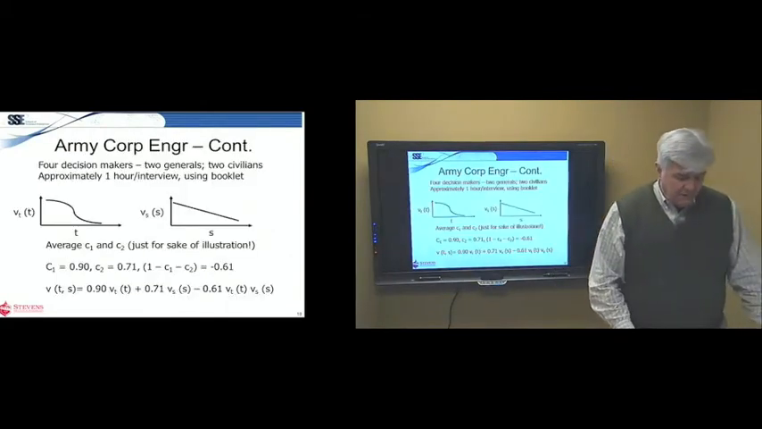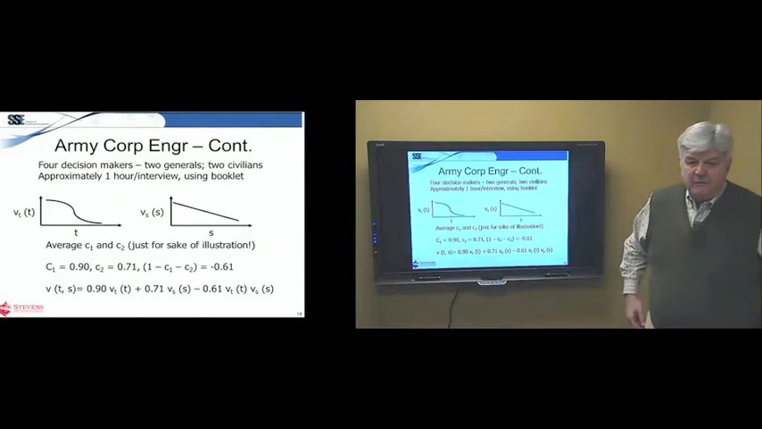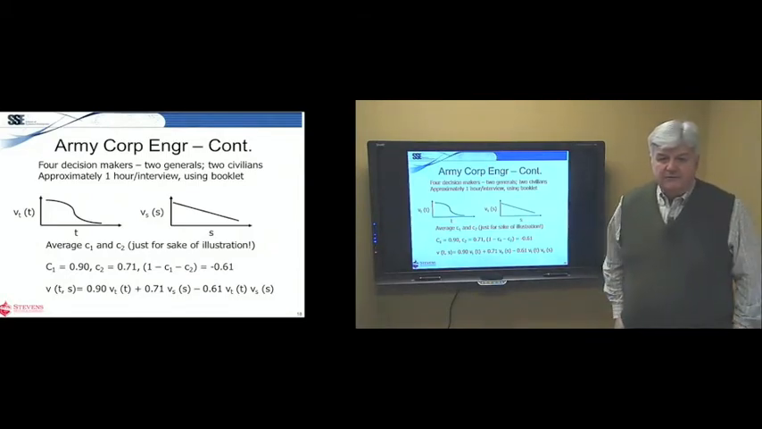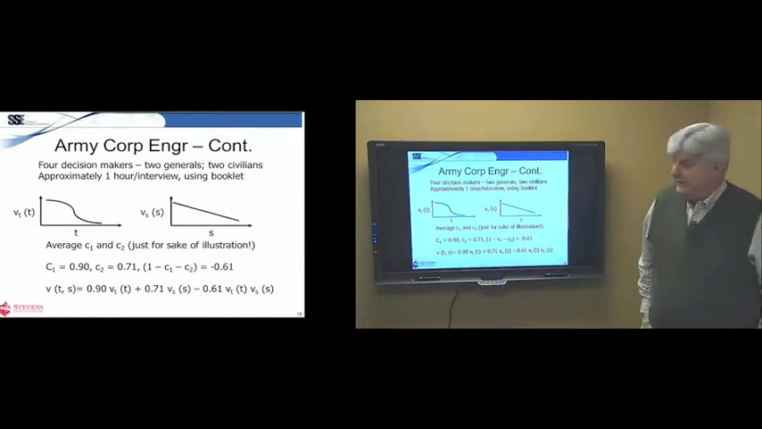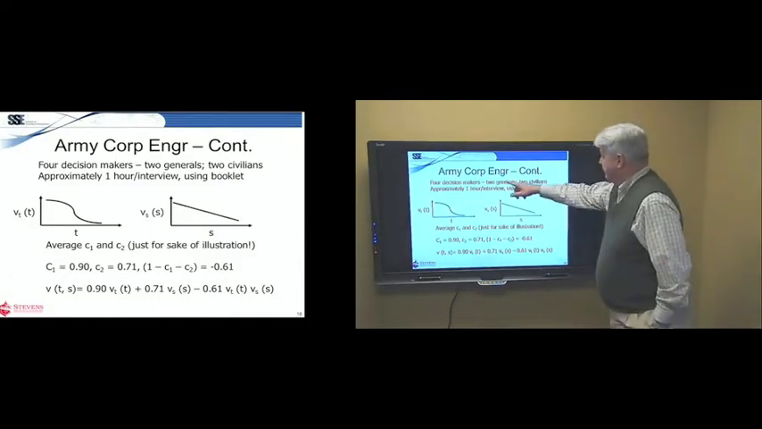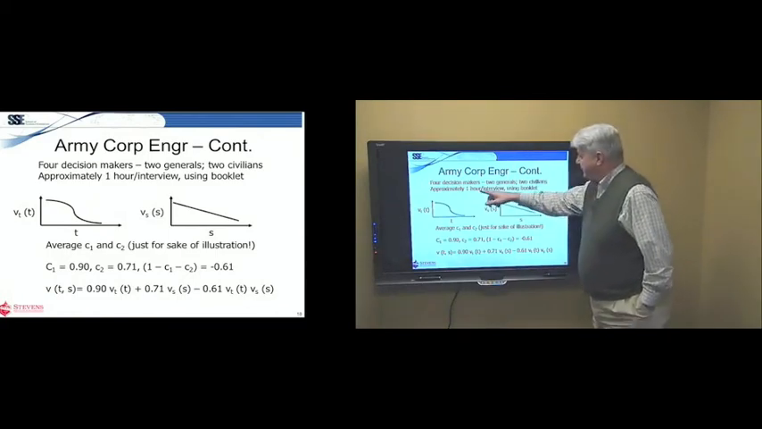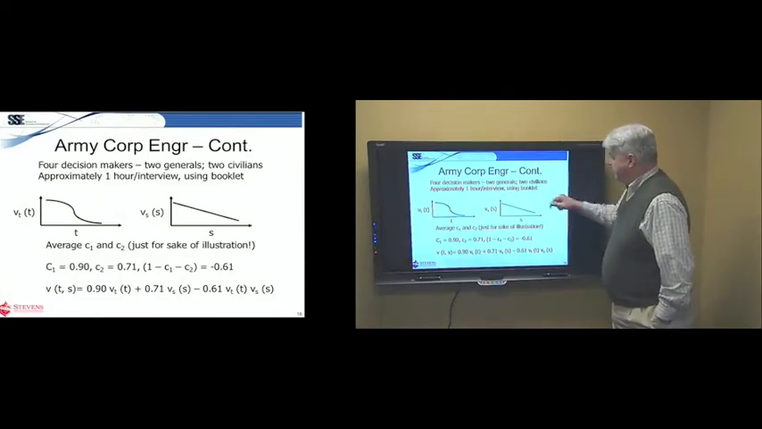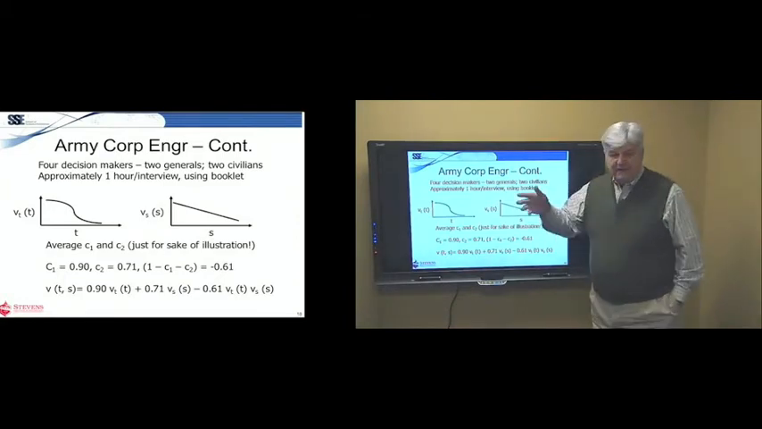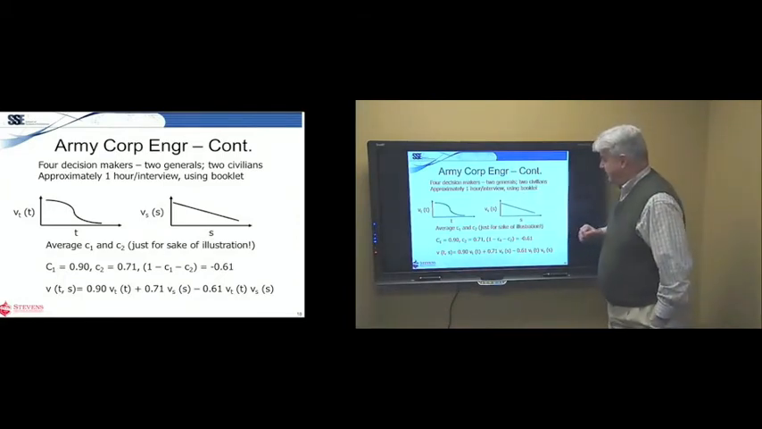So we had 4 decision makers we worked with to apply this method, and we wanted to see what the variation was between the 4 decision makers. There were 2 generals, 2 Army generals, and 2 senior civilians. We had 1 hour to interview each of them using a booklet, coming up with the Vx and Vy like we showed a minute ago.